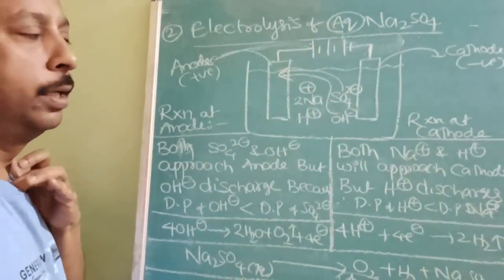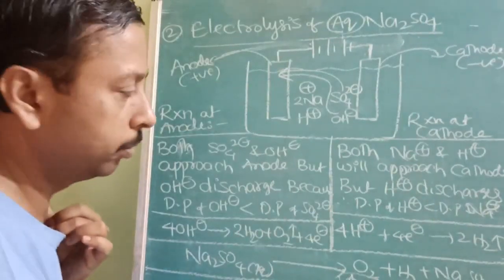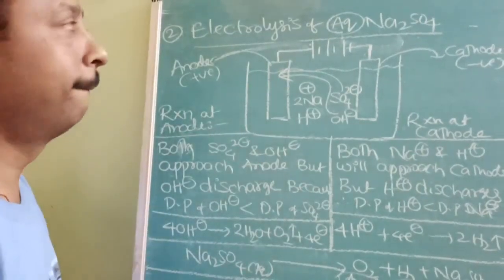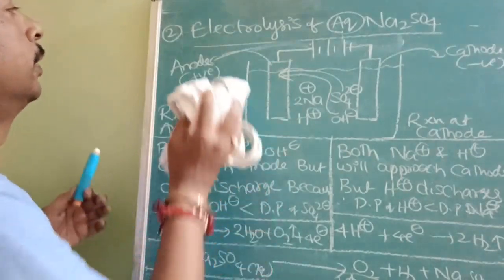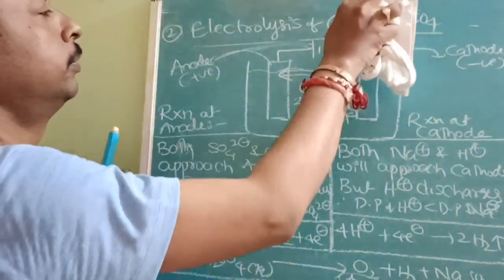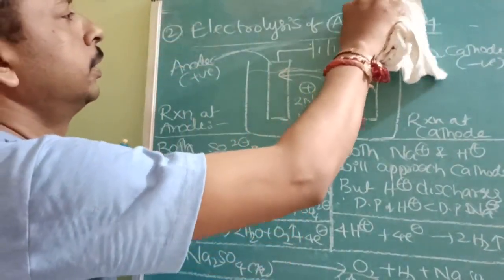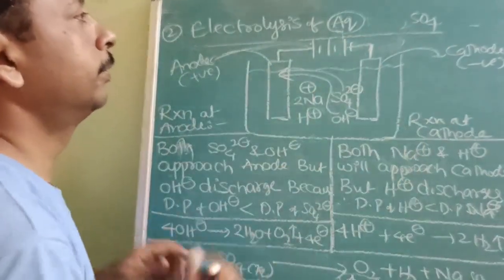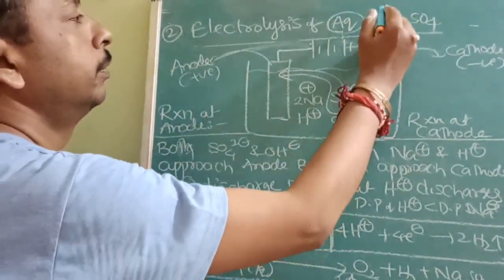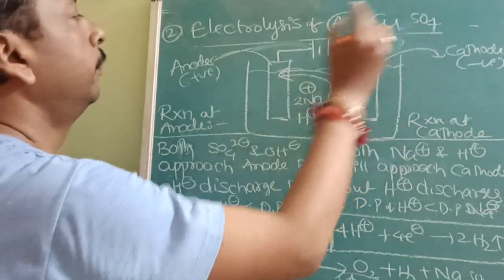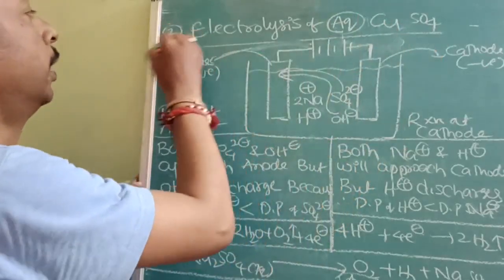Okay, pause it and you can write down, I am continuing. So now let us take another example: aqueous copper sulfate. What is the next one? Aqueous copper sulfate, CuSO4, third part.